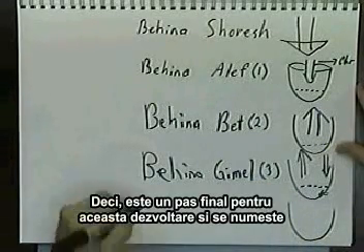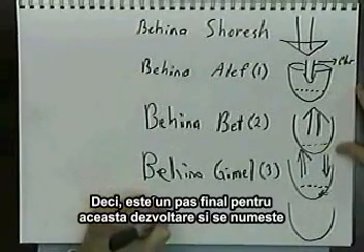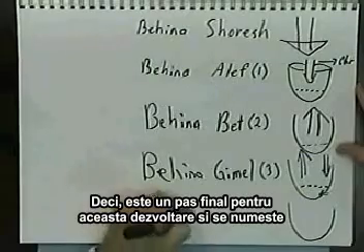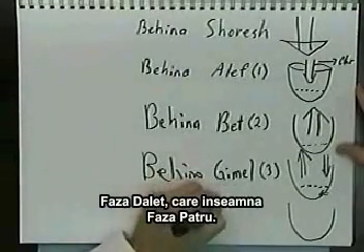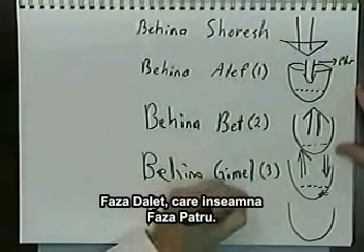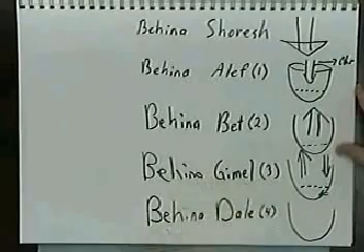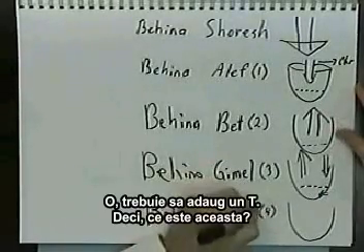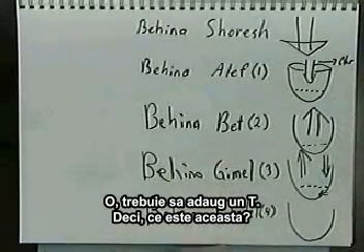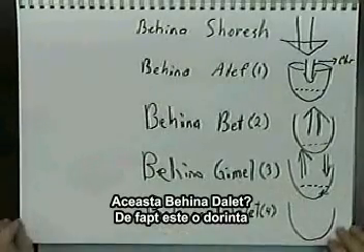So, there's one final step to this development, and it's called phase dalet, which means phase 4. Whoops, left out a T. So, what is this? This Behinat dalet.